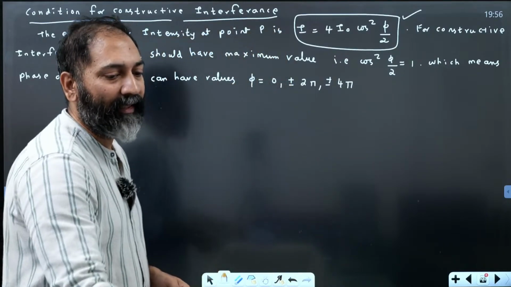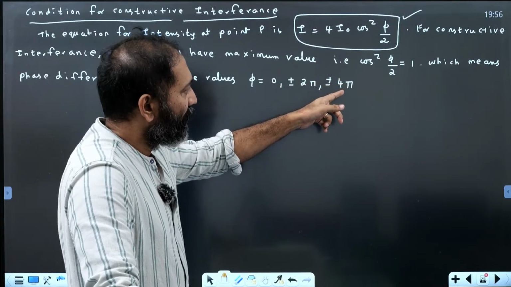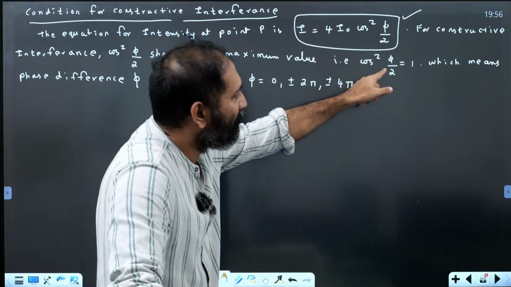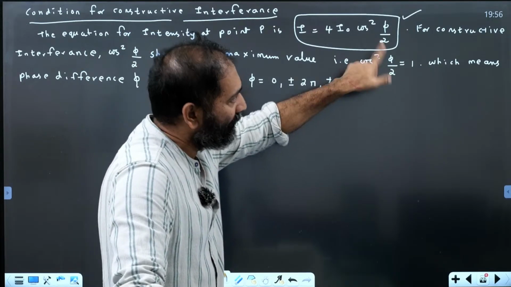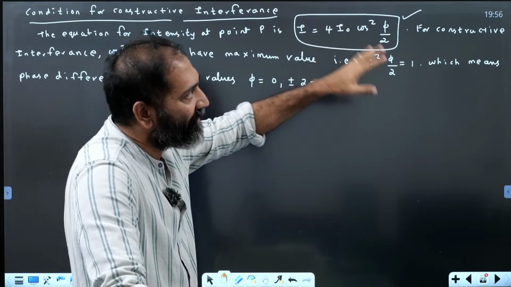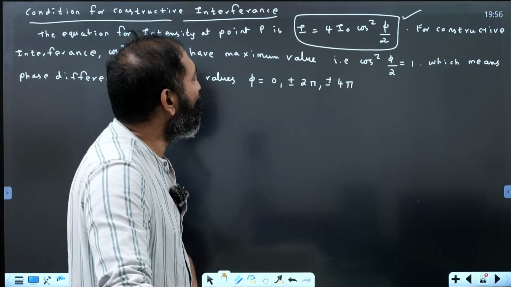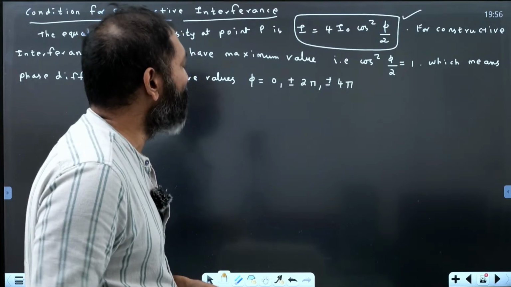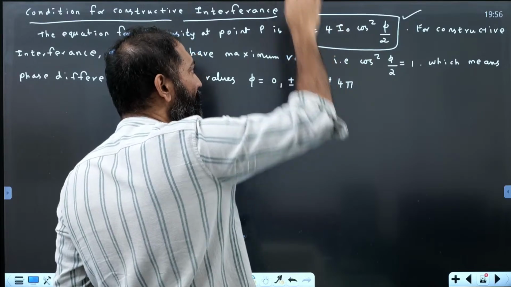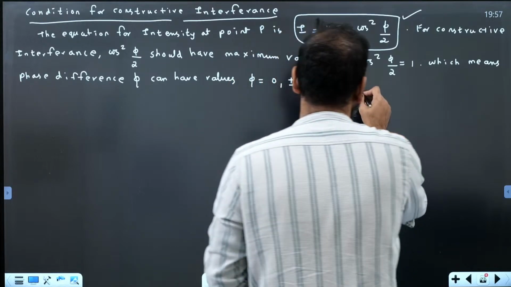See, here there is a tendency for students to take phi as pi, because students think that cos 180 is minus 1. But there is a problem. There is pi by 2. So if you take phi as pi, then pi by 2 becomes cos 90 and it becomes 0. That means minimum. So you should not do that. You should take phi equal to 0, plus or minus 2 pi, plus or minus 4 pi, etc. Because on both sides of the screen, upper side and lower side, that is the reason why we are taking plus or minus 2 pi.